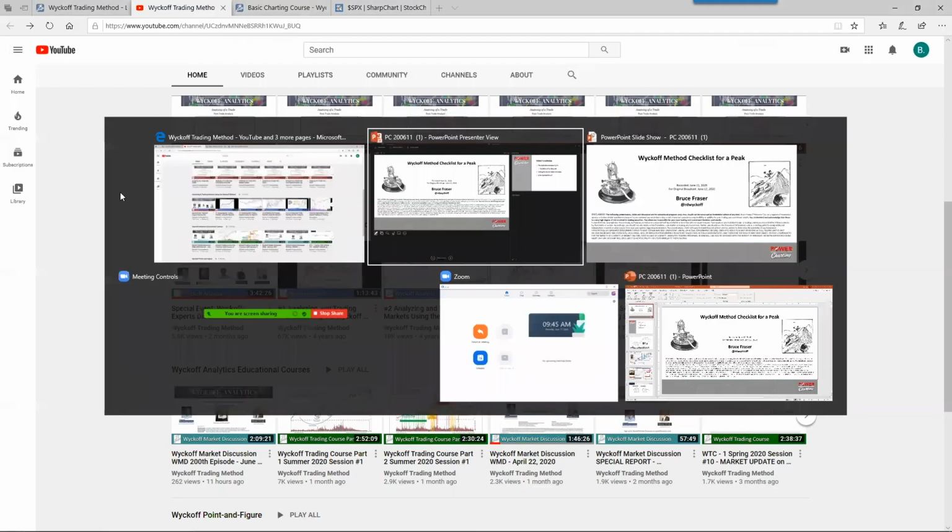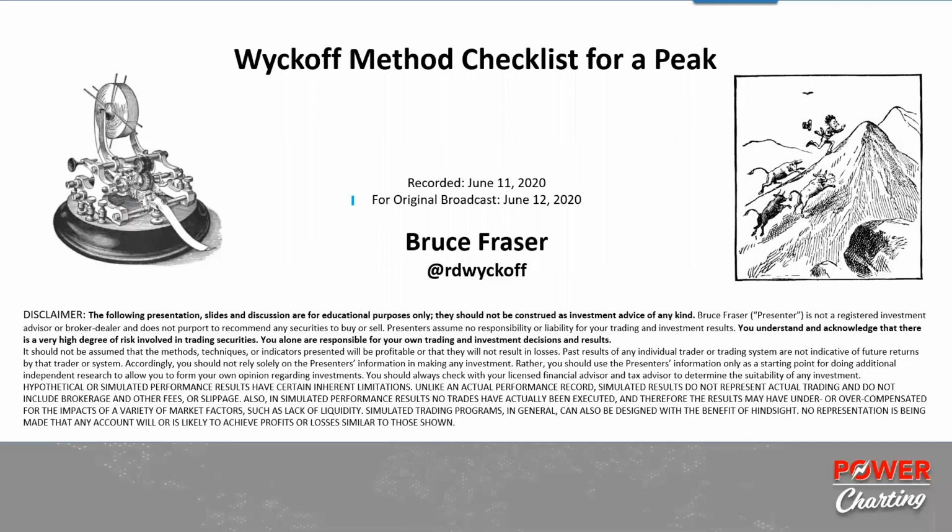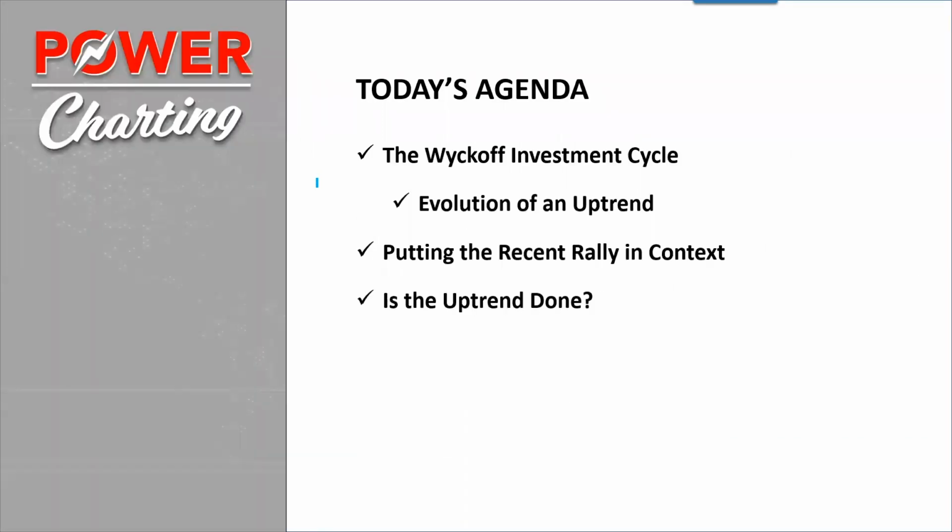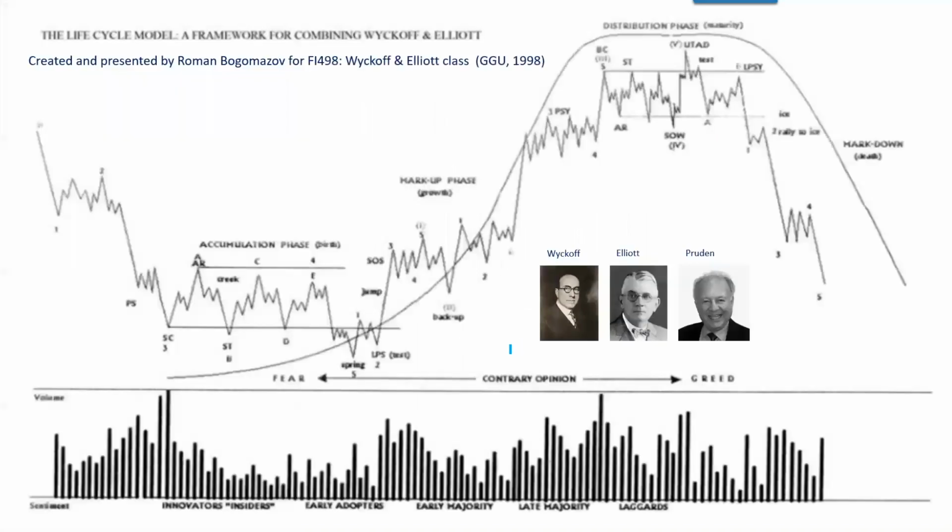So with that, let's get started here, and we are going to do a checklist for a peak. We're going to look at the Wyckoff investment cycle to start and evaluate the evolution of an uptrend. We're going to do this quickly, but this is an introduction. We're going to come back to it later. Putting the recent rally into context, is the rally approaching exhaustion? And so is the uptrend done?